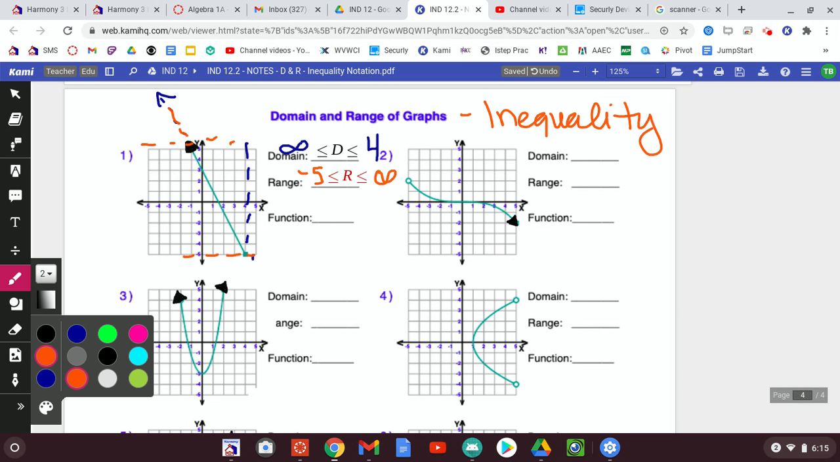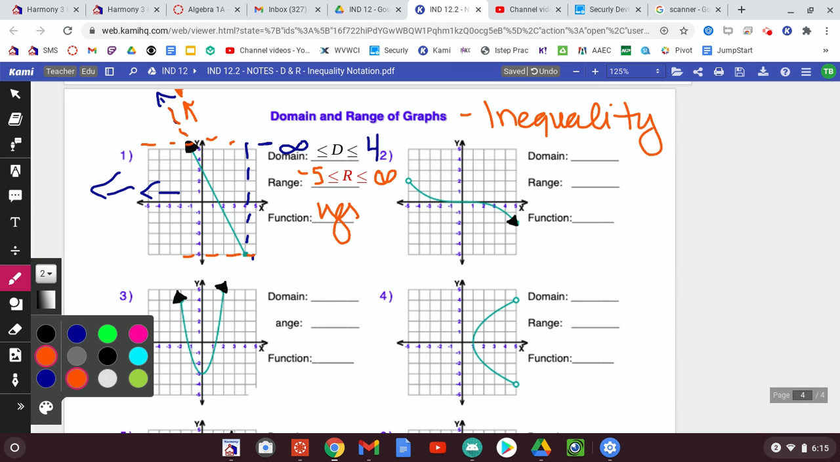And actually, I forgot something right here. It's -infinity on the domain because it goes backwards to the left forever and ever. So it's -infinity, meaning it's going to go backwards further and further this way forever. The range infinity is a positive infinity because it's going up, up, and up forever. And then, is it a function? Yes, because it passes the vertical line test.